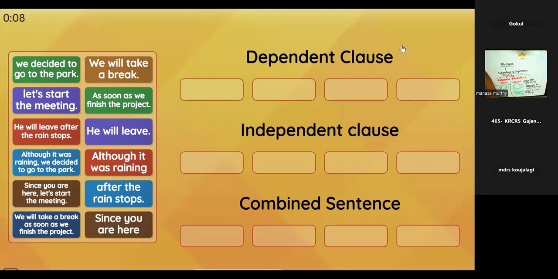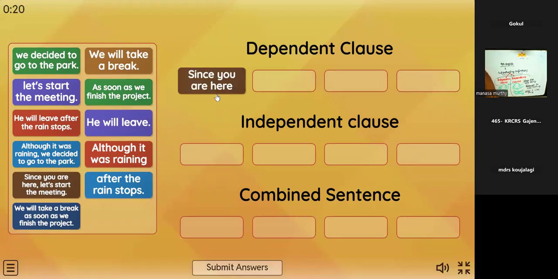Dependent clause. It's half complete, not giving complete information. First, shall I start for you? If I give a sentence, then you say "Since you are here." Any other sentence that is having a dependent clause in this manner? Come on, students, let me know these sentences that are in the dependent clause.